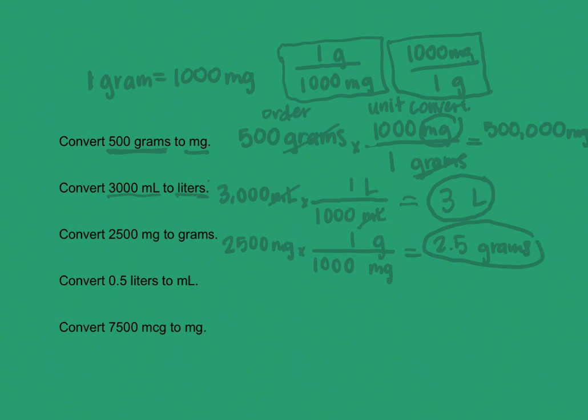Again, you'll want to always label your answers, because 2.5 what? 2.5 tablets, 2.5 grams, 2.5 liters. Labeling is very important in dosage calculations. All right, moving on to our fourth question.